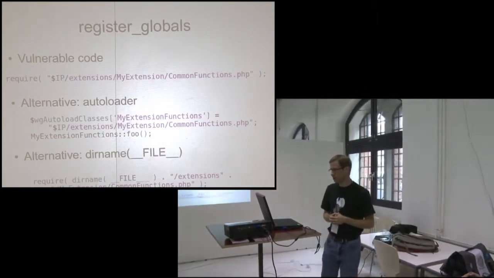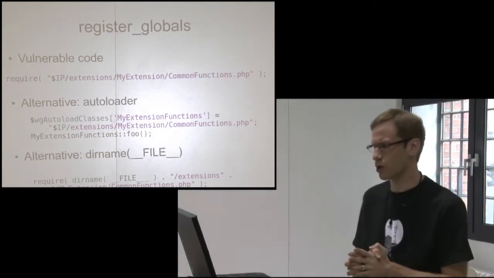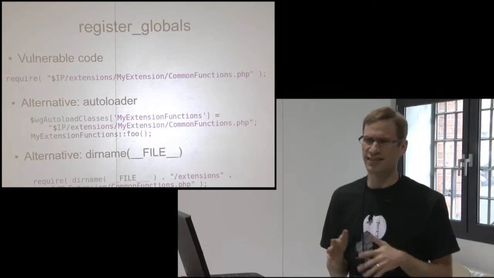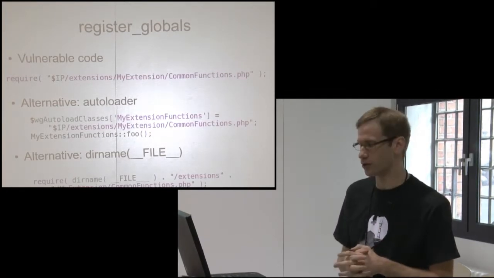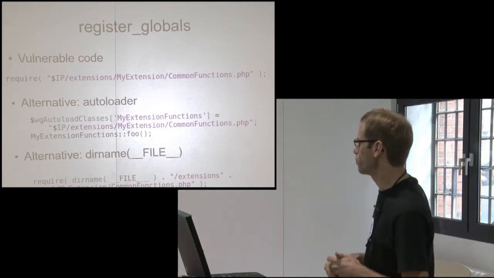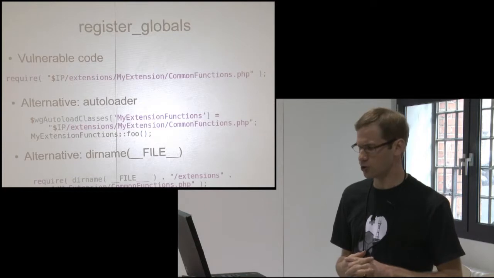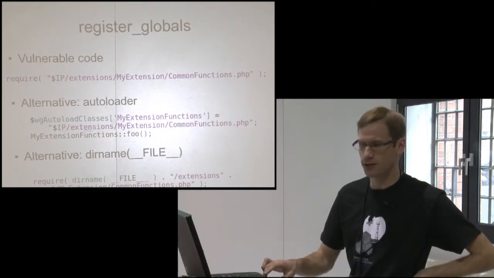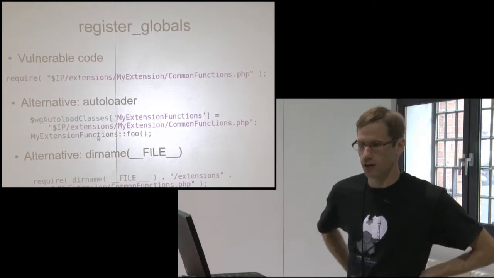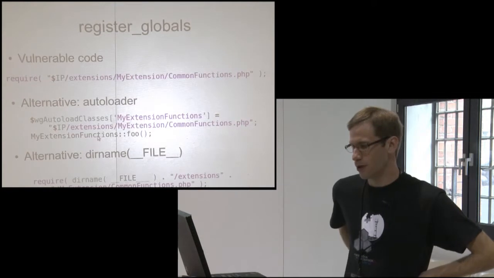So how do you avoid it? You can use the autoloader. That has the advantage also of lazy initialization, so then your file is only included when it's actually needed. I've got some boilerplate there for using the autoloader. And another alternative is to use dirname(__FILE__) for including relative file paths instead of using $IP. That's sensible for extensions. That's probably the most commonly used method for extensions.